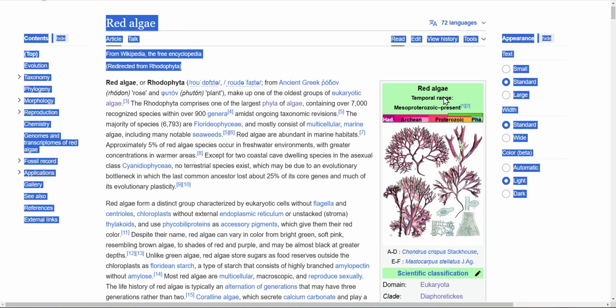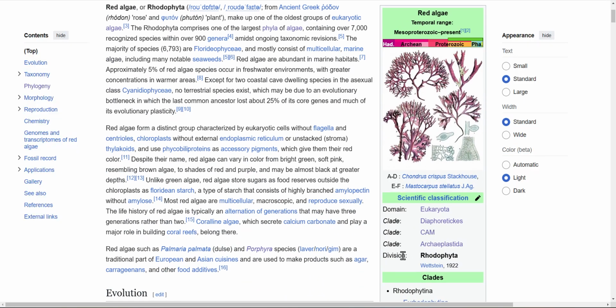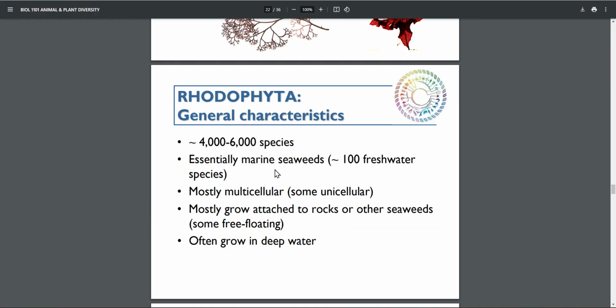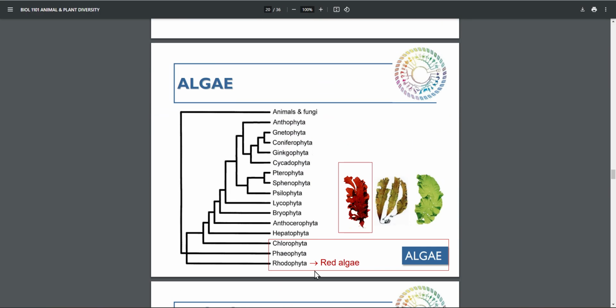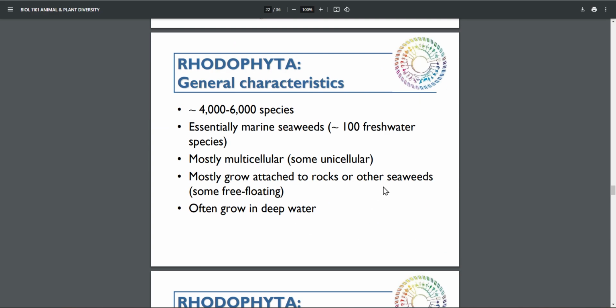Interestingly, red algae is not a phylum. It contains a phylum, the biggest phylum of algae, but it is actually the division of a clade of a clade of a clade of the domain Eukaryota, which means it's quite confusing. So this is actually a division of a group of organisms. I will explain brown algae and green algae later as well, so don't worry about it.